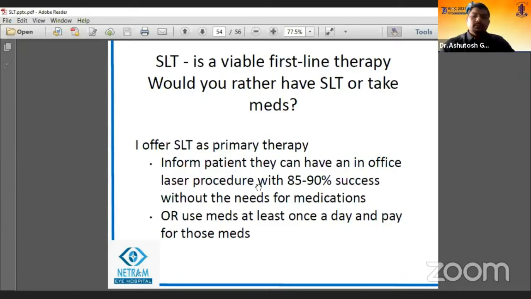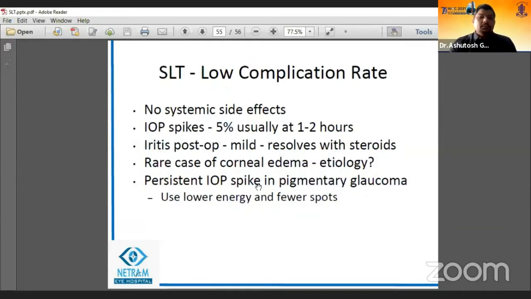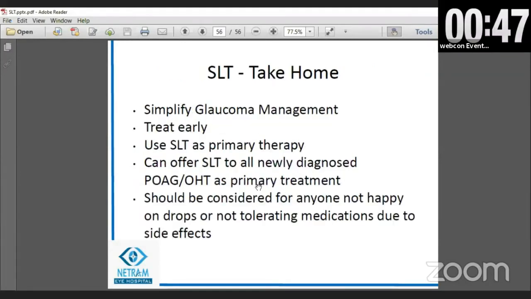I usually offer patients with open angle glaucomas and OSTs SLT as a primary treatment. I explain to them: would you like to go for a laser treatment which won't cost you on a monthly basis, has a lower complication rate, is repeatable, and has fewer side effects than medication? It also has less IOP fluctuation.